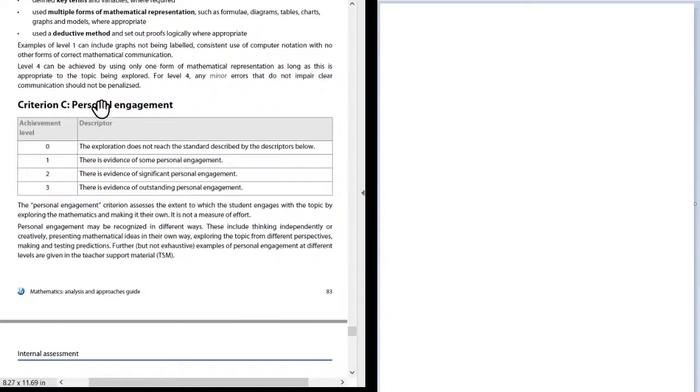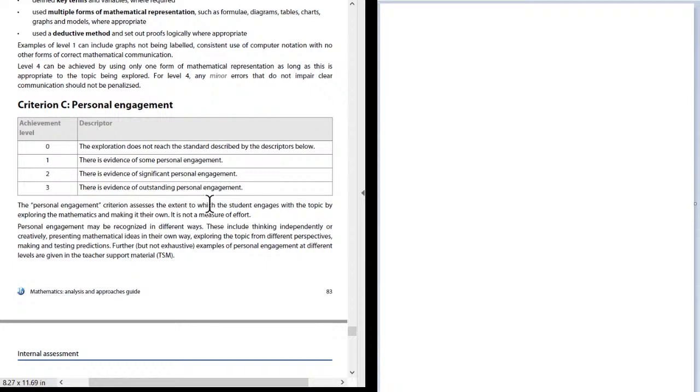The big one is personal engagement. There are a lot of misunderstandings. See, this is the big one, personal engagement.